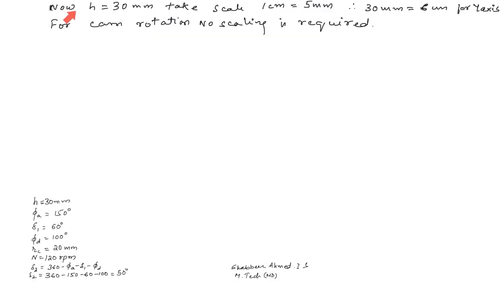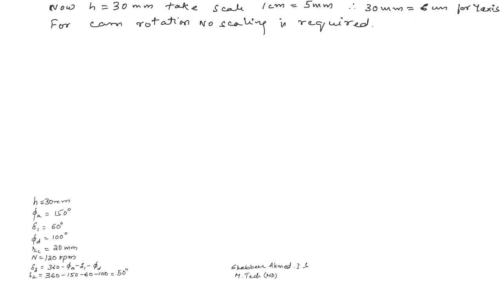Now we have height equal to 30 mm. So we will take a scale: 1 centimeter is equal to 5 mm. This scale is arbitrary, you can take whatever scale you want, but if you take a large ratio, the diagram will become very large. If you do it as it is, 30 mm means the height will be 3 centimeters, the height of the displacement diagram rectangle. That would be too small, so I have doubled it. If we take 1 centimeter equal to 5 mm, then 30 mm is represented as 6 centimeters.